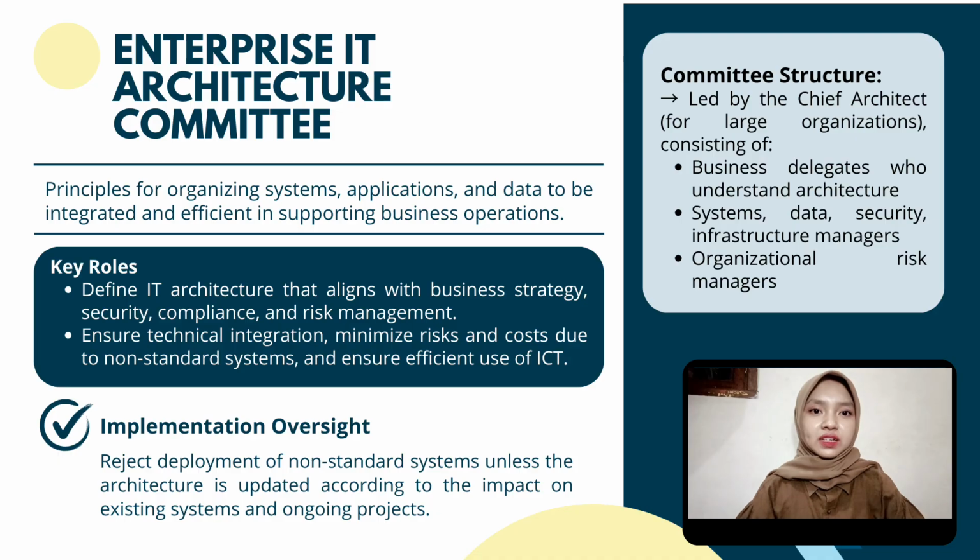The next material is about the company's IT Architecture Committee. The IT Architecture Committee is tasked with ensuring that systems, applications, and data in the company run in an integrated and efficient manner. This IT architecture must support business strategy while paying attention to security, compliance, and risk. The committee is also responsible for overseeing that all technology development and use remain in accordance with standards, and rejecting the use of non-standard systems if they have not been adjusted to the existing architecture. This committee is led by the chief architect and consists of business representatives, system managers, security, infrastructure, and risk managers who have a deep understanding of the company's IT structure.